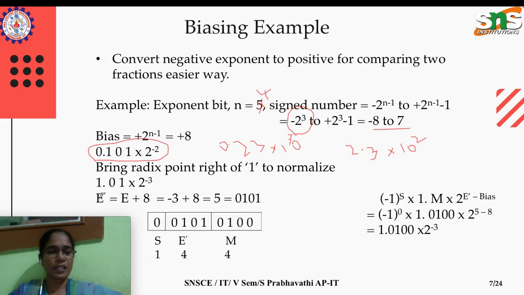Okay, and to store this exponent value, we need to add the bias to the exponent. The real value of the exponent is minus 3 in this example. This is the real exponent, and to this real exponent we are going to add the bias. Bias in this example is 8. So E is minus 3, and minus 3 plus 8 is equal to 5. This is the binary representation, and this number gets stored in this 4-bit exponent.